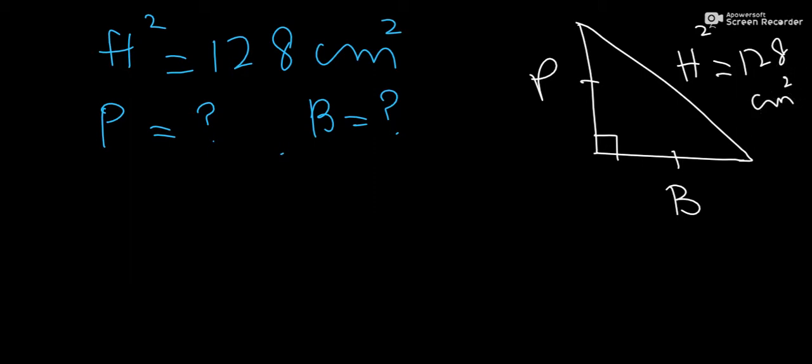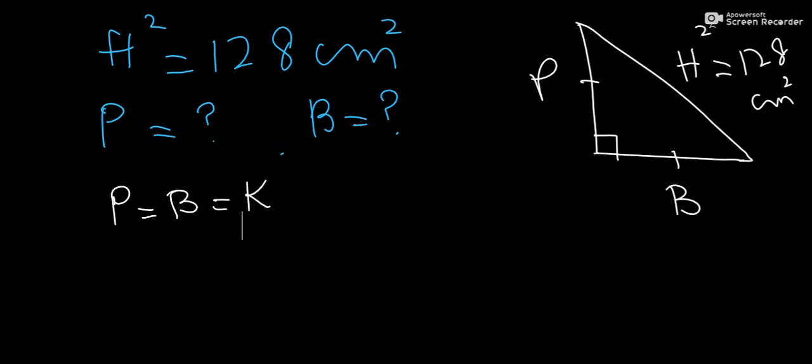We have to find B and P, but as I already said, only one side is given. But in an isosceles triangle, as I have said before, P and B are the same because these are equal. So here I can take P is equal to B. Both are equal and I am taking both equal to K.